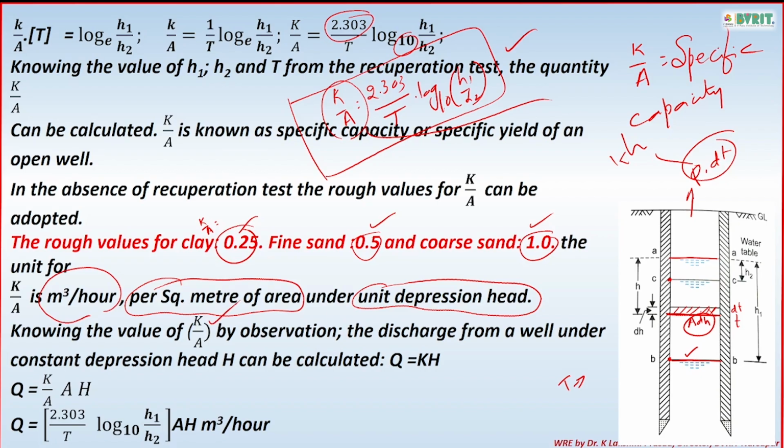Knowing the value of K by A, we can find out Q. Q can be calculated as KH, so it is equal to K by A into A into H. So this is another method of finding the discharge from an open well. So there are two tests. One is the constant level pumping test. The other one is the recuperation test.